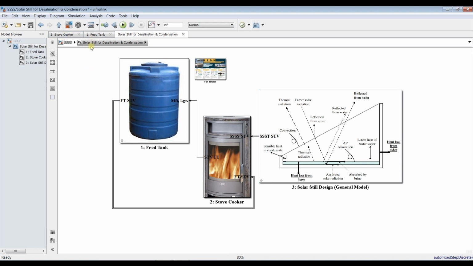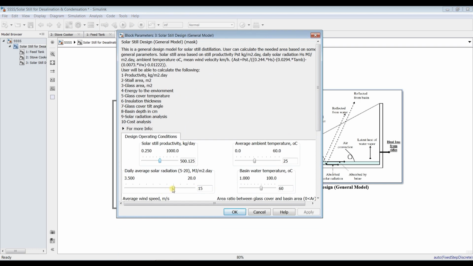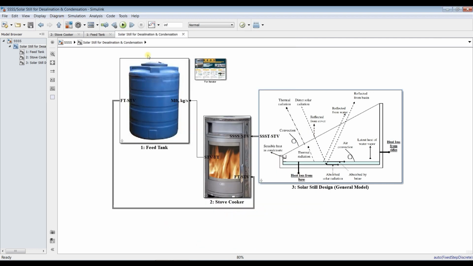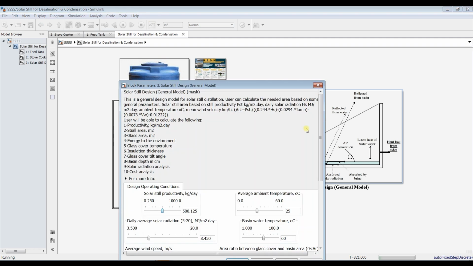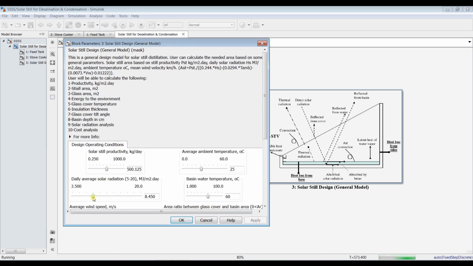Okay, let's inspect the changing of another parameter. Let's go for solar radiation. I will begin from 8 megajoule per square meter. Let's hit run again and see the effect of solar radiation. And you can surely use the signal builder and whatever you would like. Let's see the change, increasing solar radiation up to 15 megajoule per square meter.